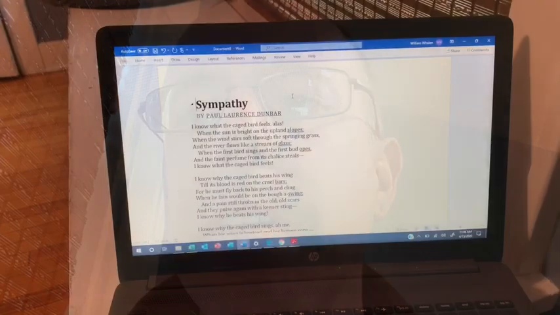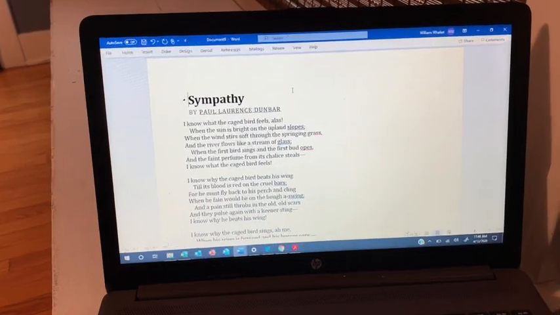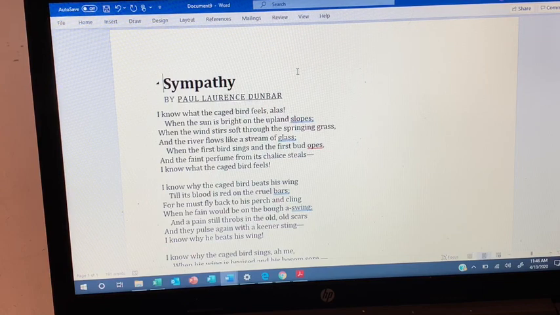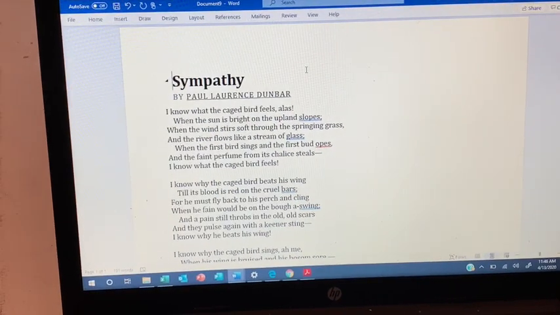So today we're going to focus on determining theme in poetry, so that's RL 8.2. So let's dig right into Sympathy by Paul Laurence Dunbar and talk about theme. When we talk about how to annotate a poem, we're always going to ask ourselves, does the poem have a narrative structure? If it does, we're going to annotate for setting, main characters, conflict, resolution, and theme.